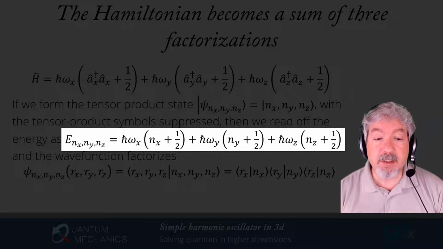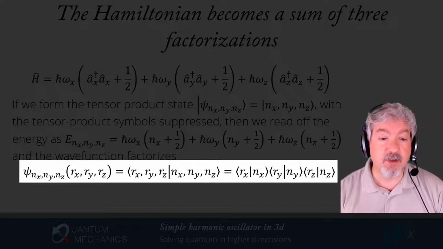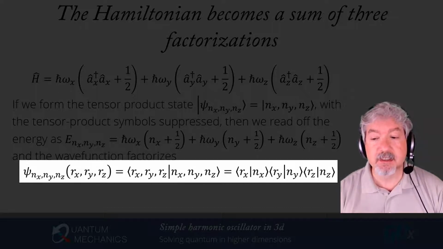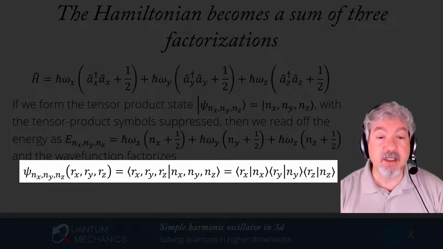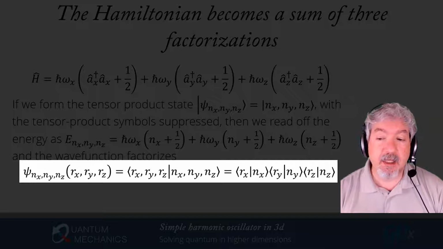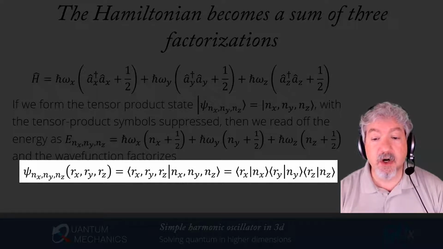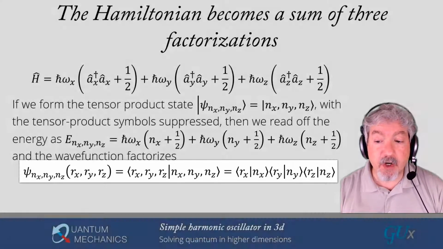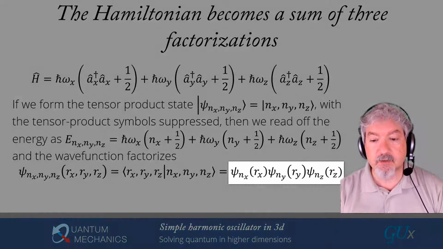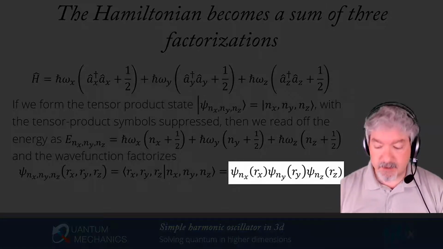And the wave function itself factorizes as well. I'm going to take a tensor product of an Rx tensor with an Ry tensor with an Rz. I'm going to take the inner product of that with the energy eigenstate nx, ny, and nz, and that's what we call the wave function. And using the rules for tensor products, that factorizes into three separate inner products: Rx with nx, Ry with ny, and Rz with nz. And then we know what those are. Each of those are the one-dimensional wave functions. So I can write that psi nx of Rx, psi ny of Ry, and psi nz of Rz.